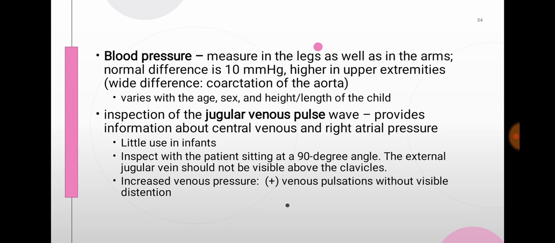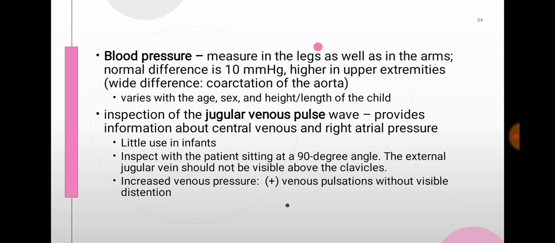What's the range? It's between 90 to 120 over 60 to 80, right? 130 is now the new stage 1 hypertension, 140 is now the new stage 2. But for children, it's much different. You have to get their age, their sex, and their height, because we have a table for that, which I will not show anymore to you because it's for pediatricians. So we use a different table.